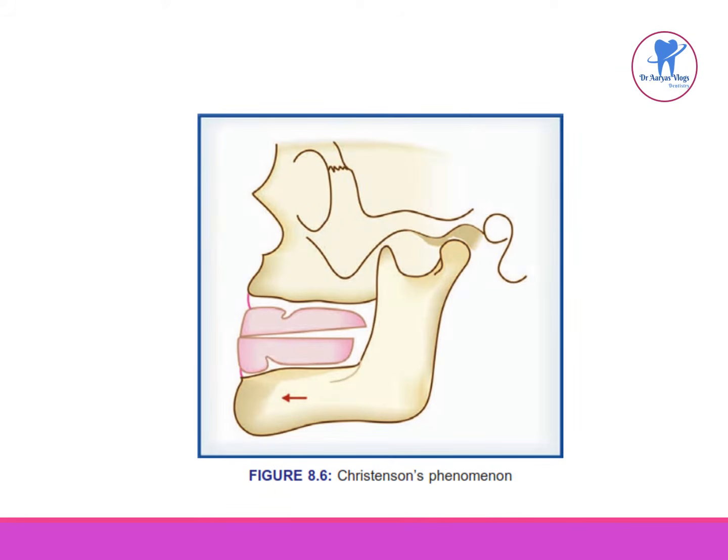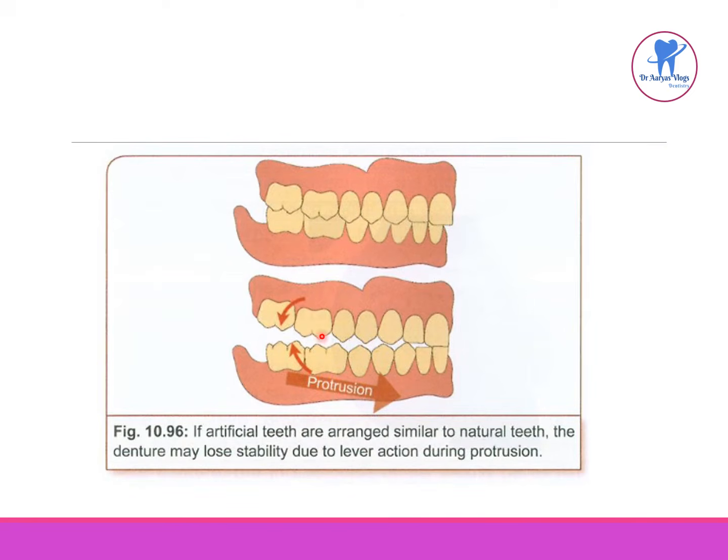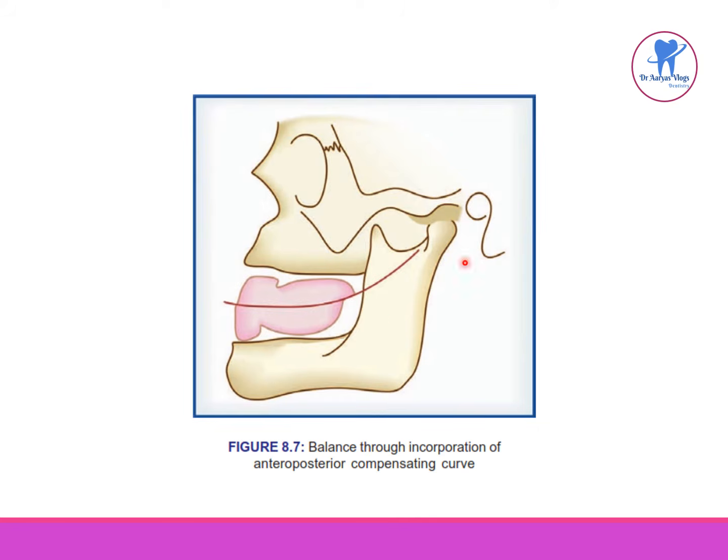This is Christensen's phenomenon. It is present in the natural dentition. If the artificial teeth are arranged similar to the natural teeth, then the denture may lose stability due to the lever action during protrusive movements. So here this is the lever action, and if the artificial teeth are arranged in a similar way to that of the natural teeth, then the denture may lose stability during protrusive movements. So balance is achieved through the incorporation of an anteroposterior compensating curve. So Christensen's phenomenon is not found in the artificial dentition.